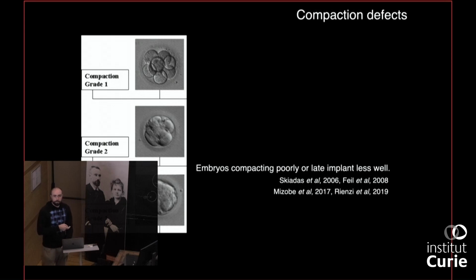If compaction is not going well, like for example for this embryo, the embryo will have a lower implantation rate. This we know from clinical studies. We also know if this compaction, which is going well here, is delayed, there's also a lower implantation rate. So it's important to compact.